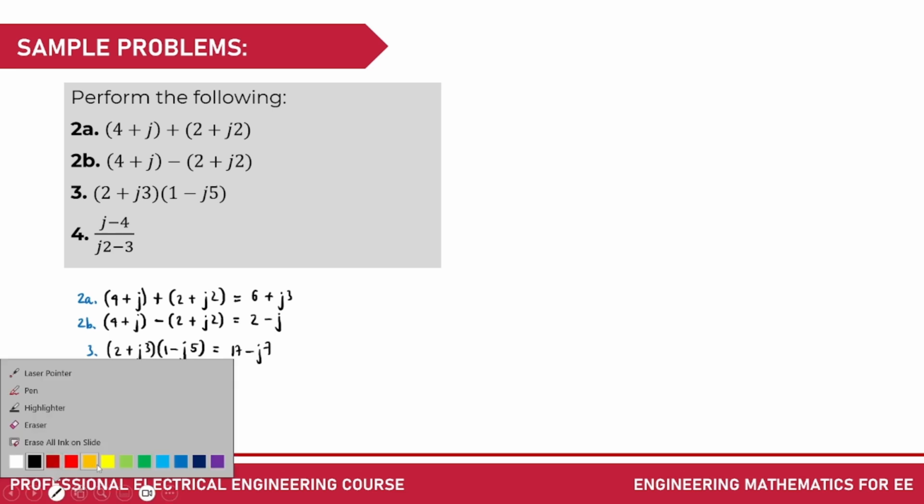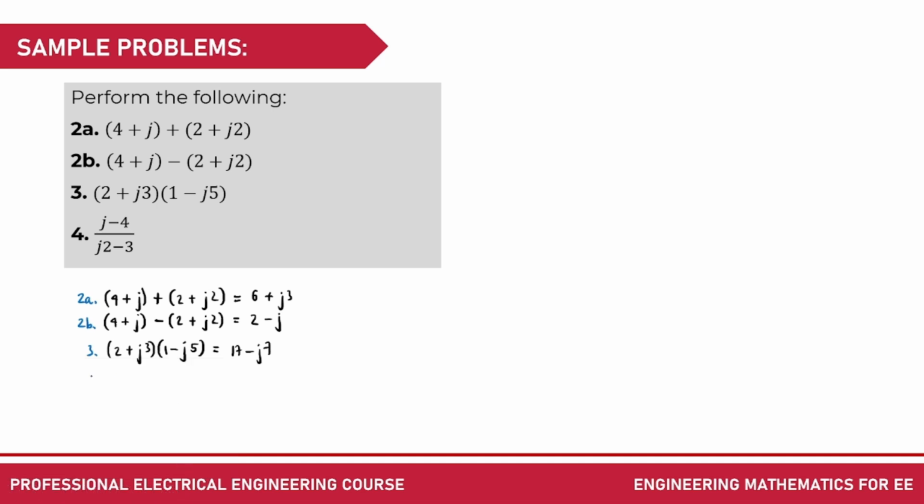And then for number 4, you can simply what? Divide this one directly. j minus 4 divided by j2 minus 3. Quick context lang.